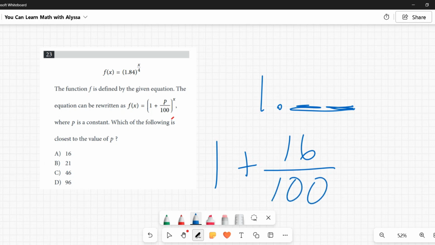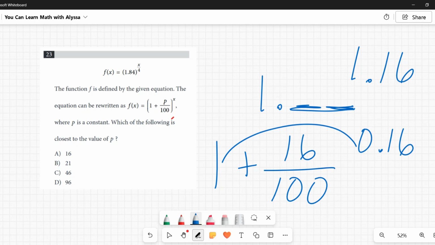16 hundredths can be rewritten as 0.16. So 1 plus 0.16 would be 1.16. So it's this fancy way, so you don't have to put, there's two numbers after the decimal. What are those two numbers? But that's all they're asking.